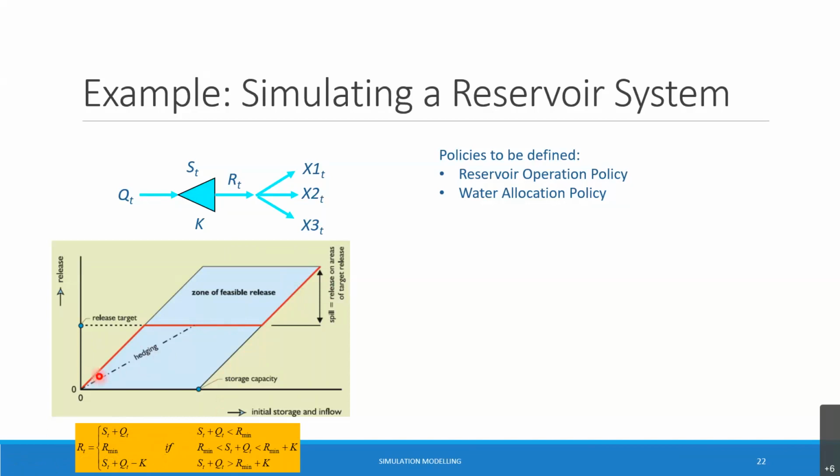For example, I may release less water than what I have to. I'm saying that all water is released, but you may want to keep it for a drought period. So in that case you release less water, and maybe you may change this here.